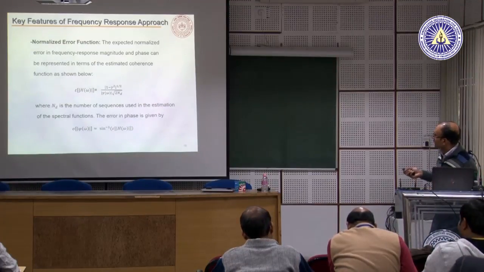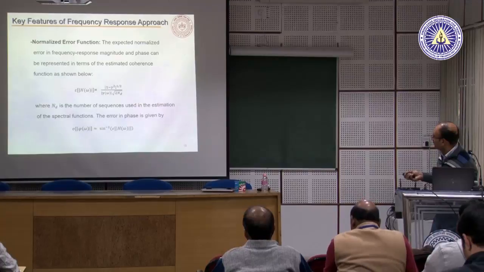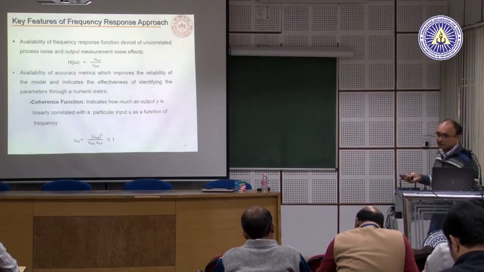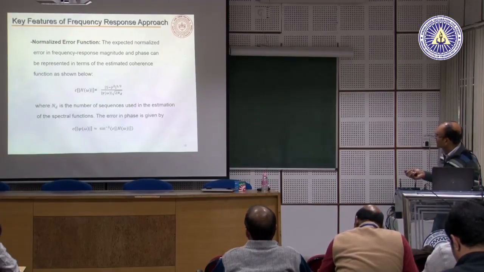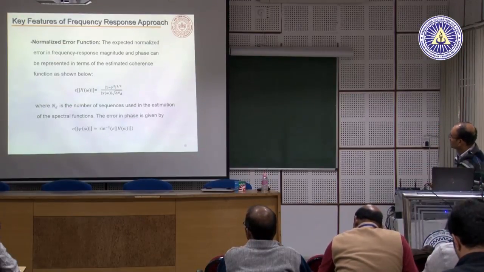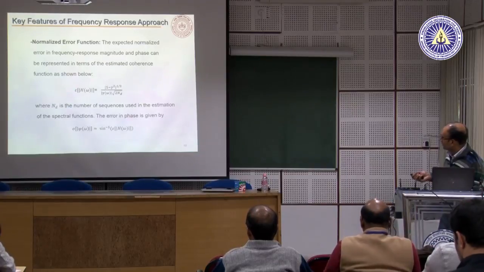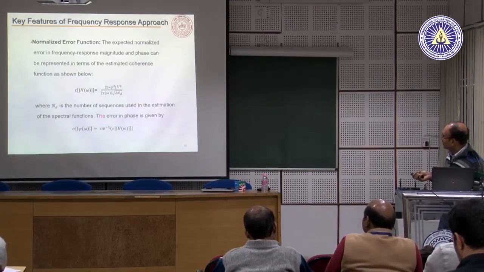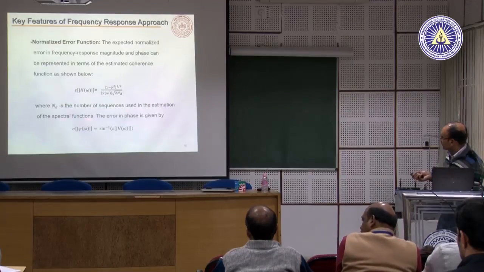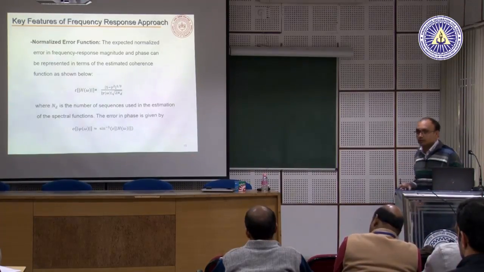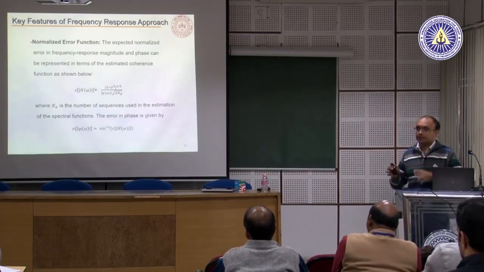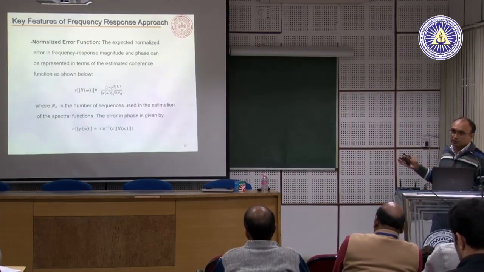The other is your normalized error function, which is defined in this form, and it is dependent on your coherence function itself. So the expected normalized error in frequency response magnitude and phase can be represented in terms of the estimated coherence function given like this, where n_d is the number of sequences used in the estimation of the spectral functions, and the error in the phase is given by this. So these are the two indices which I can use. And when you start looking at the software CIFER, it actually gives you an indication of what the typical values to expect for these are.